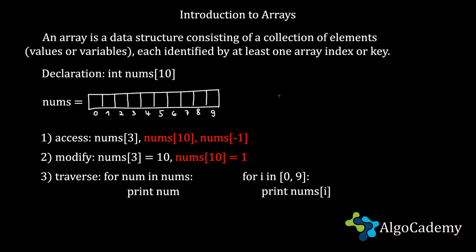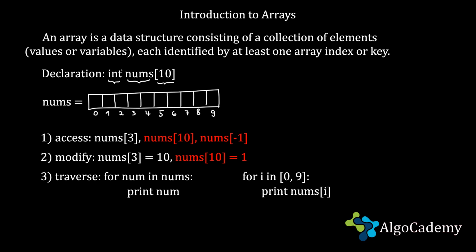Both of them will be used a lot, but in this lesson we are going to find out about the static ones. So let's start with a definition. An array is a data structure consisting of a collection of elements, values or variables, each identified by at least one array index or key. Most of you have probably used arrays before, so you are familiar with this kind of syntax. What happens in this piece of code is that we are declaring an array named nums, which consists of integers and has a size of 10.